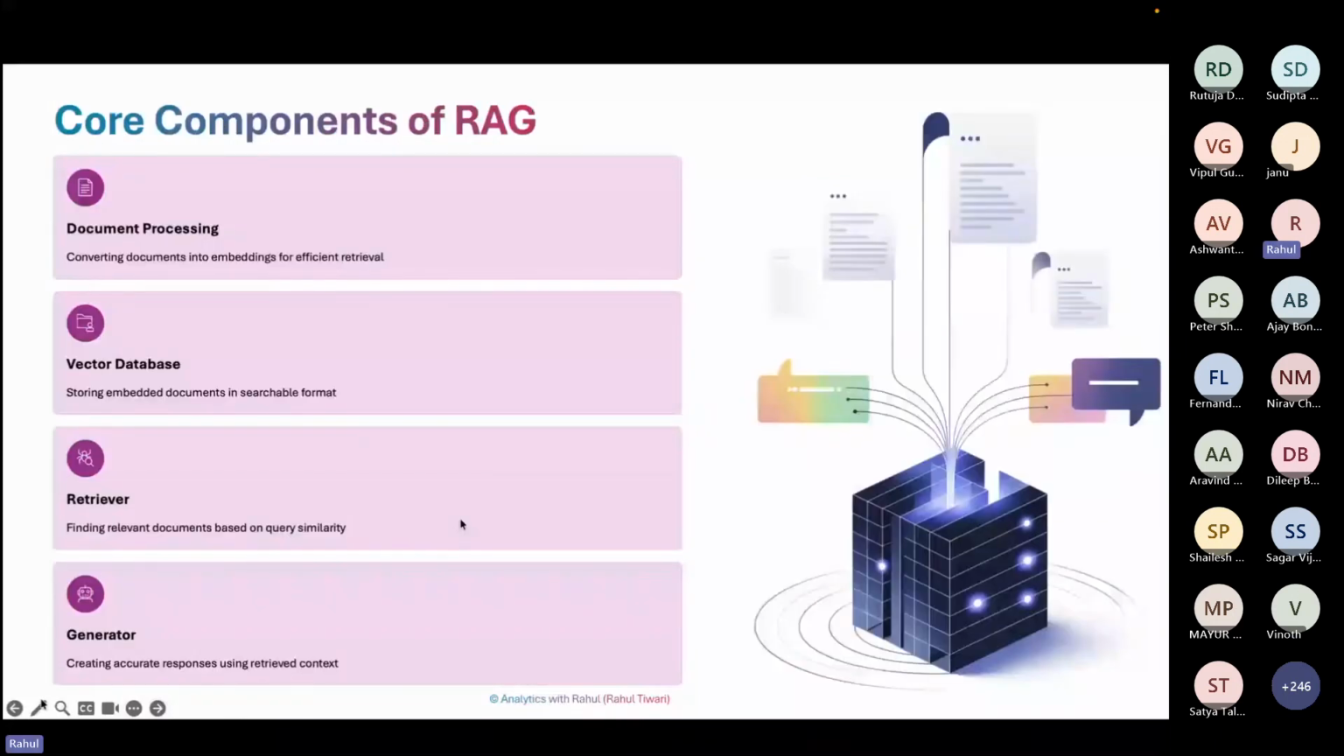Document processing: converting documents into embeddings for efficient retrieval. Vector database: storing embedded documents in a searchable format. Retriever: finding relevant documents based on query similarity. Generator: creating accurate responses using retrieved context, right? So that is your core components of RAG.